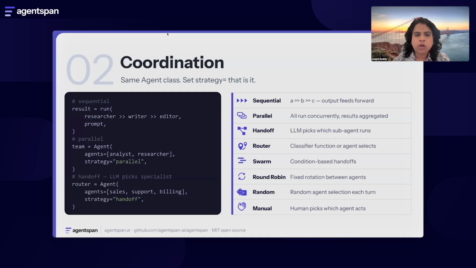Parallel, for example, means all your agents run at the same time and results get aggregated. This can be useful for things like when you're running a market analysis and a risk analysis simultaneously. Handoff means the LLM itself decides which specialist handles a request. You give it sub-agents, and it routes intelligently. All of these different multi-agent strategies are durable. Every strategy, every pipeline state is always persistent.